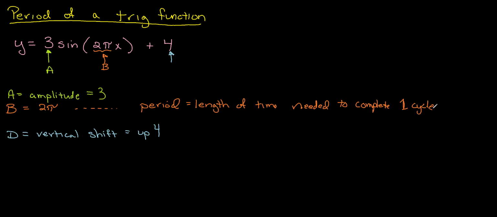Period is related to b, it's not equal to b, and the relationship is this: period equals 2 pi over b. Okay, so if I wanted to know what's the period in this particular example, I need to compute 2 pi over, well, this one's 2 pi. So my period should be 1. Every 1 unit, I get a full cycle of my sine curve.